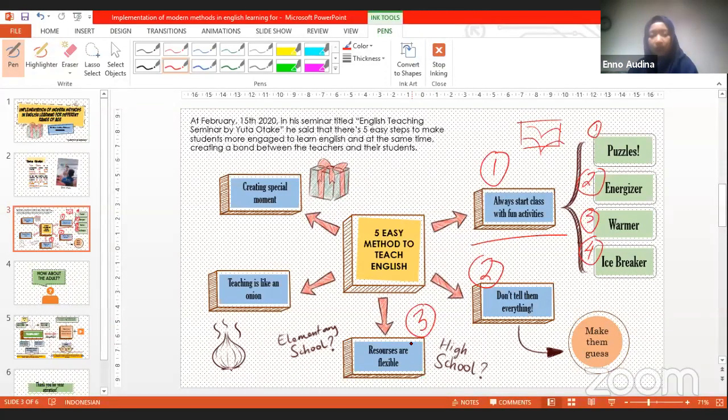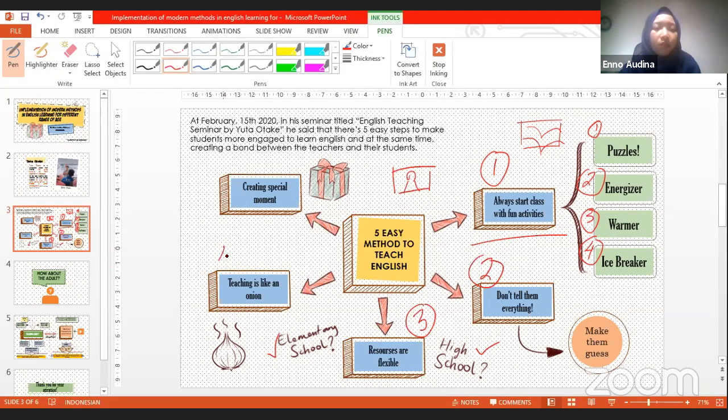The third method is resources are flexible. The meaning behind this is that if you have a picture, like a monkey in the middle of a forest, you can show it to them, and it depends on what kind of student you're teaching. If you are teaching elementary school, you can make them name the things in the picture. Like, what kind of animal is this? It's a monkey, and so on. If it's high school students, you can make them describe what the monkey is doing, or what kind of activities are in the background of that picture.